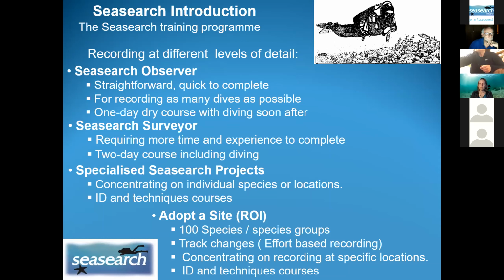So Seasearch, we have different levels of recording effort. The base introduction is a Seasearch Observer, which is a one-day course with recording soon afterwards, and it's relatively straightforward. Most people are able to pick it up fairly quickly. When people become experienced Seasearch observers, then the next step on would be Seasearch Surveyor. Surveyor is a 2-day course. It's much more intensive, and I think it's tremendous amount of fun. I really enjoyed it, but it requires a lot more time and effort to do the recording.